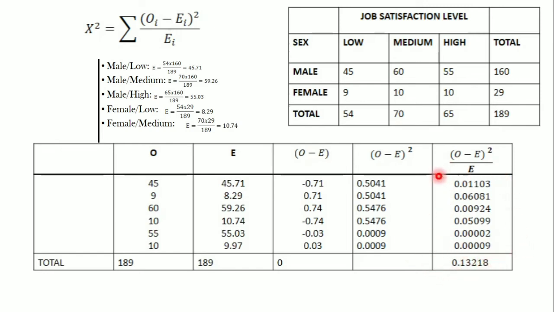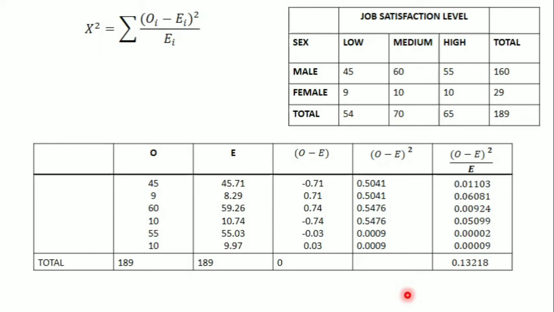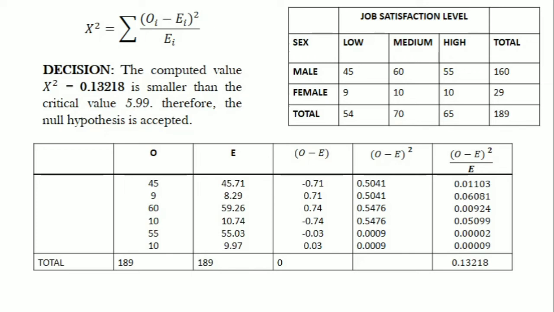After you are done dividing the squares of the differences between O and E over E, then get the summation of these. What is the summation? We have 0.13218. Therefore, this number is the chi-square. That is how you obtain your chi-square. Are you good? The next step is the decision. What is your critical value again? We have 5.99. So your 5.99 is greater than 0.13218, or your computed value is smaller than the critical value. Therefore, you need to accept the null hypothesis.